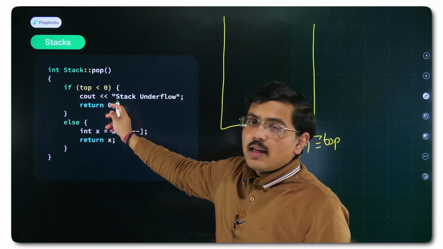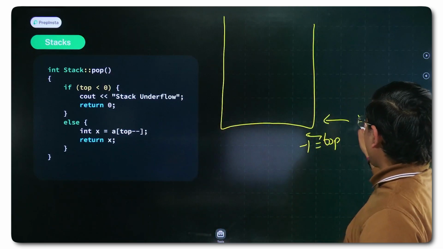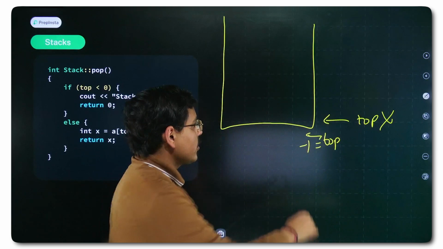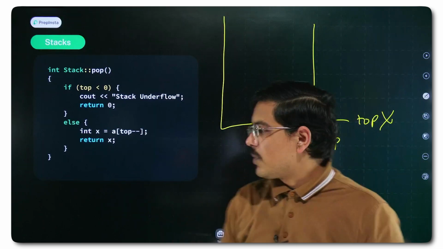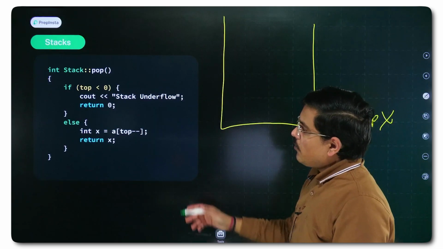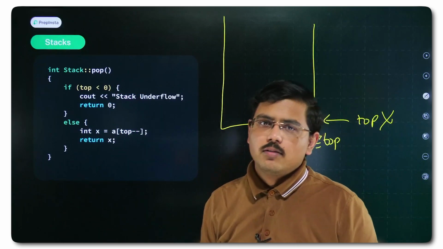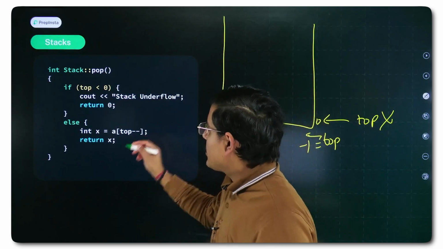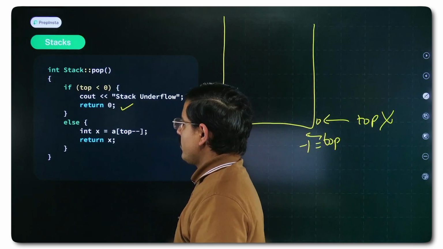If top is less than 0, here it is clearly said that if top is not pointing at the 0th index, the first place where you can store something, then the stack is underflowing, and hence you return 0.